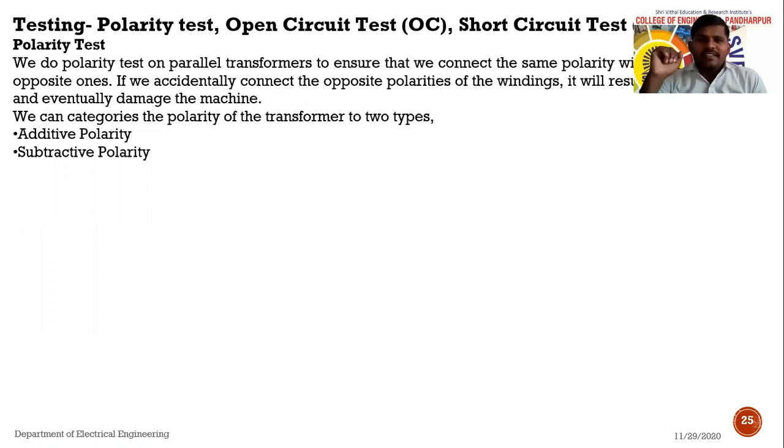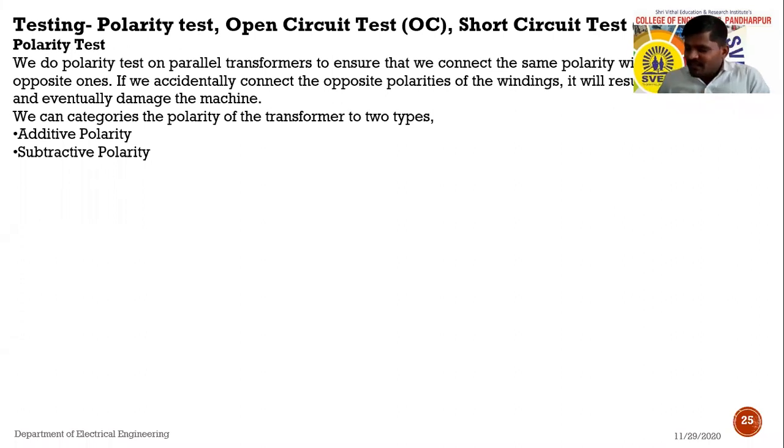To avoid this condition, we should check the polarity and then do the connection. So it is a better method. Now see, this polarity test can be categorized into two types. The first one is additive polarity, and the second one is subtractive polarity. Now how will we understand whether it is additive polarity or subtractive polarity? It is understood by simply doing a simple connection.